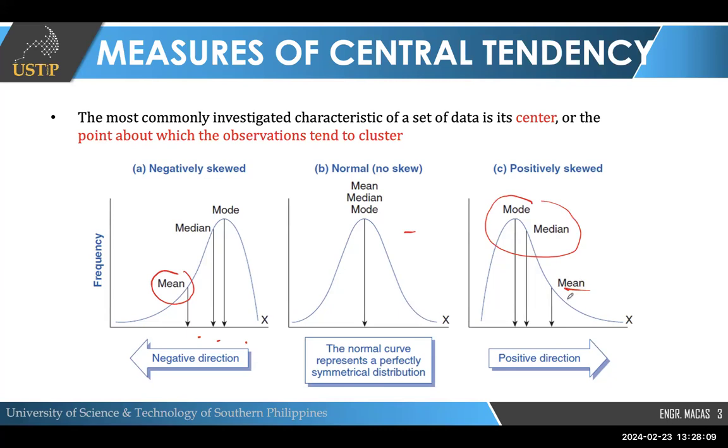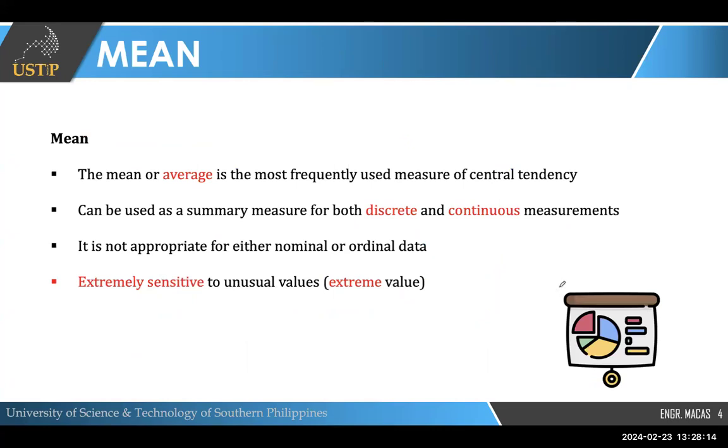So what are these values and how do we get them from our data? I'm sure you're familiar with the mean, or what we call the average. This is the most frequently used measure of central tendency. It can be used as a summary measure for both discrete and continuous data. It cannot be used for nominal and ordinal data because you cannot get a mean for this kind of data. Its characteristic is that it is extremely sensitive to extreme values. We'll have an example later of how drastically the value of the mean changes if we have extreme values.